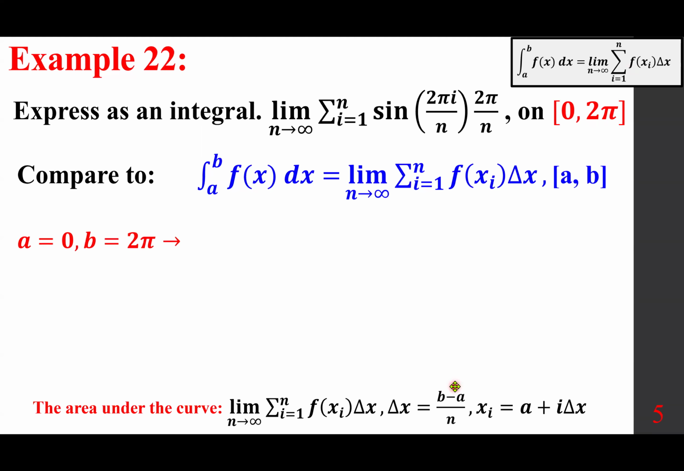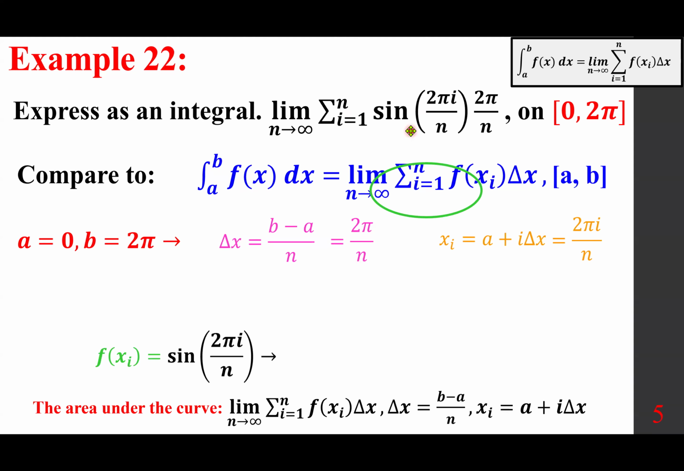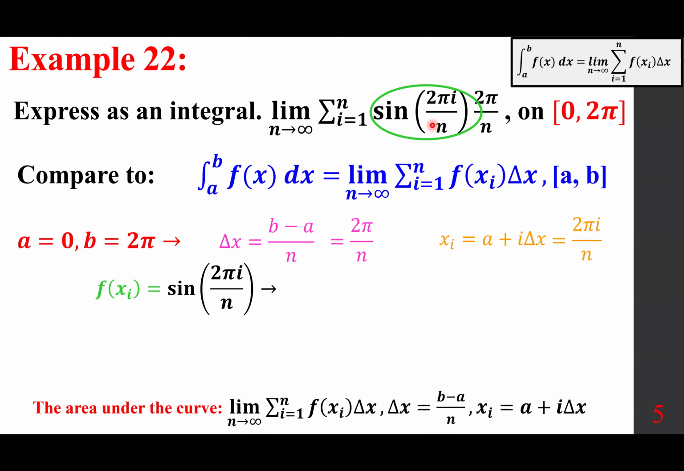So let's write it. This is it. And that means 2 pi minus 0, or simply 2 pi over n. x sub i is a, 0, plus i times delta x. That makes it 2 pi i over n. Simply multiply this one by i. So f of x sub i, so you compare, f of x sub i is this, right? Sine of 2 pi i over n.